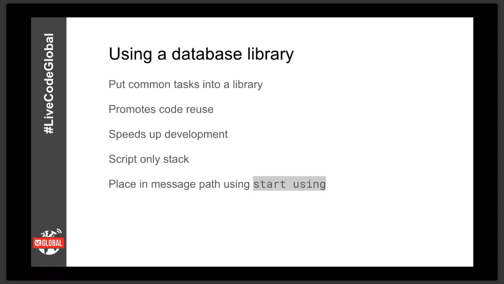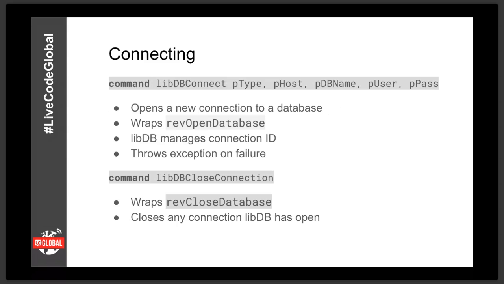It will speed up the development, and you can put that into a simple script on the stack and place it in the message path using start using. So these are some of the commands that we'd inserted into our database library. Connecting, which is libdb connect, is a wrapper around revOpenDatabase, and it means that our libdb, our database library, now manages a connection ID. So all future libdb commands use that connection ID, so you don't need to concern yourself with it. And all our libdb commands will throw an exception on failure. That's just the way we implemented it.